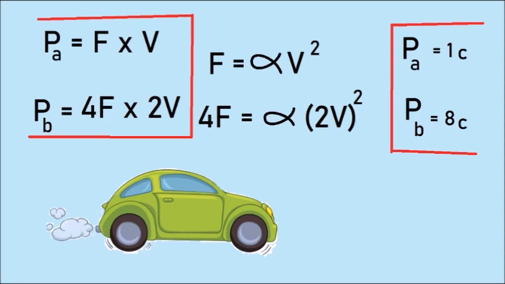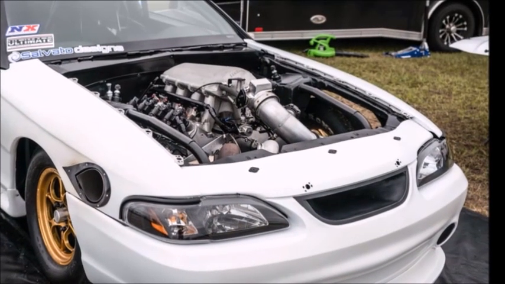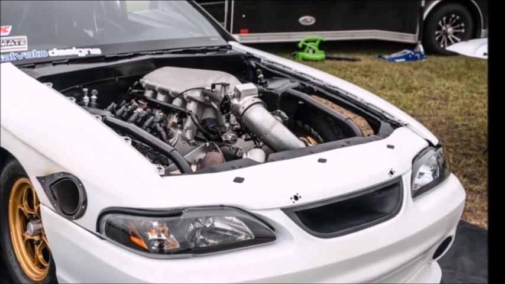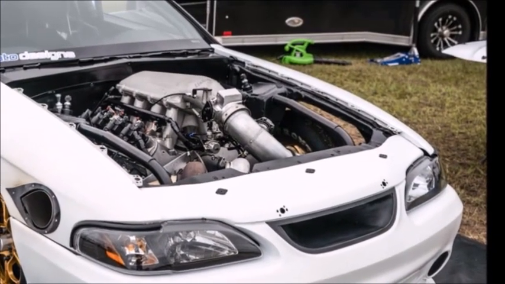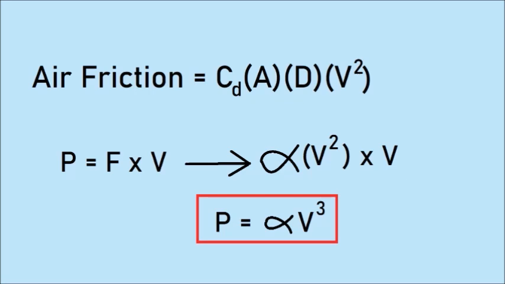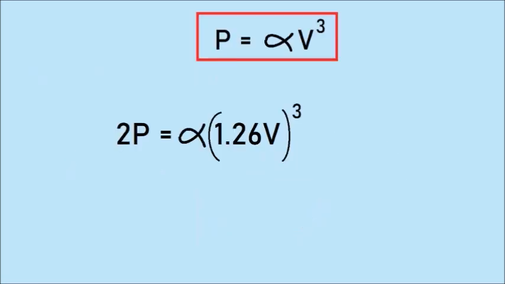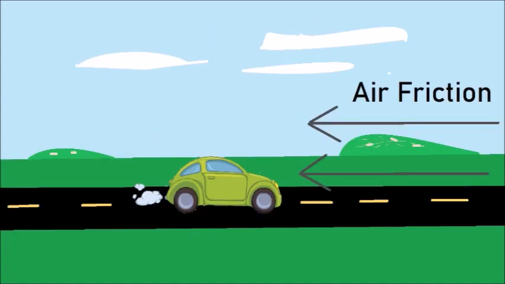So if the car is moving 2 times faster, the air friction force is 4 times greater, and the power from the car against air friction is 8 times greater. This is why racing cars need powerful engines. The power against air friction is based on velocity cubed. If the power from the engine is increased by a factor of 2, the car would only go 1.26 times faster. So air friction is a large factor at high speed.